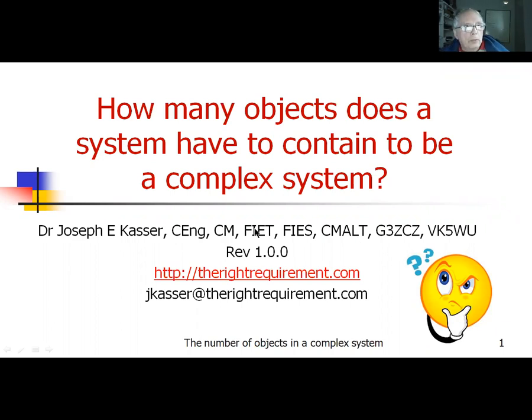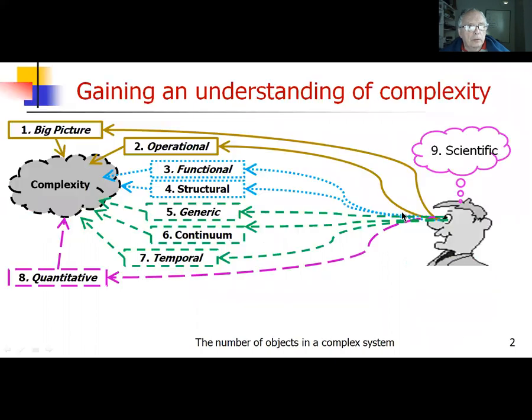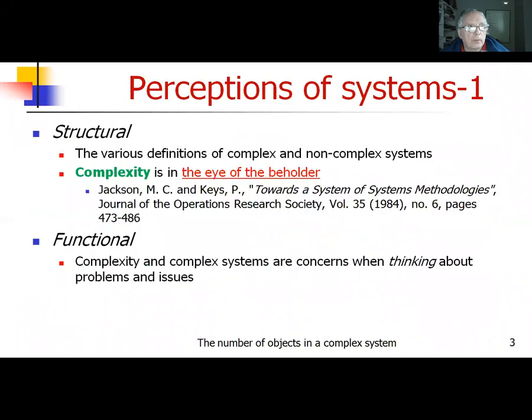So how many objects does a system have to have to be a complex system? We're going to look at this problem from the holistic thinking perspectives, and here's a reminder of what they are. You can look them up in the other presentations on my channel.